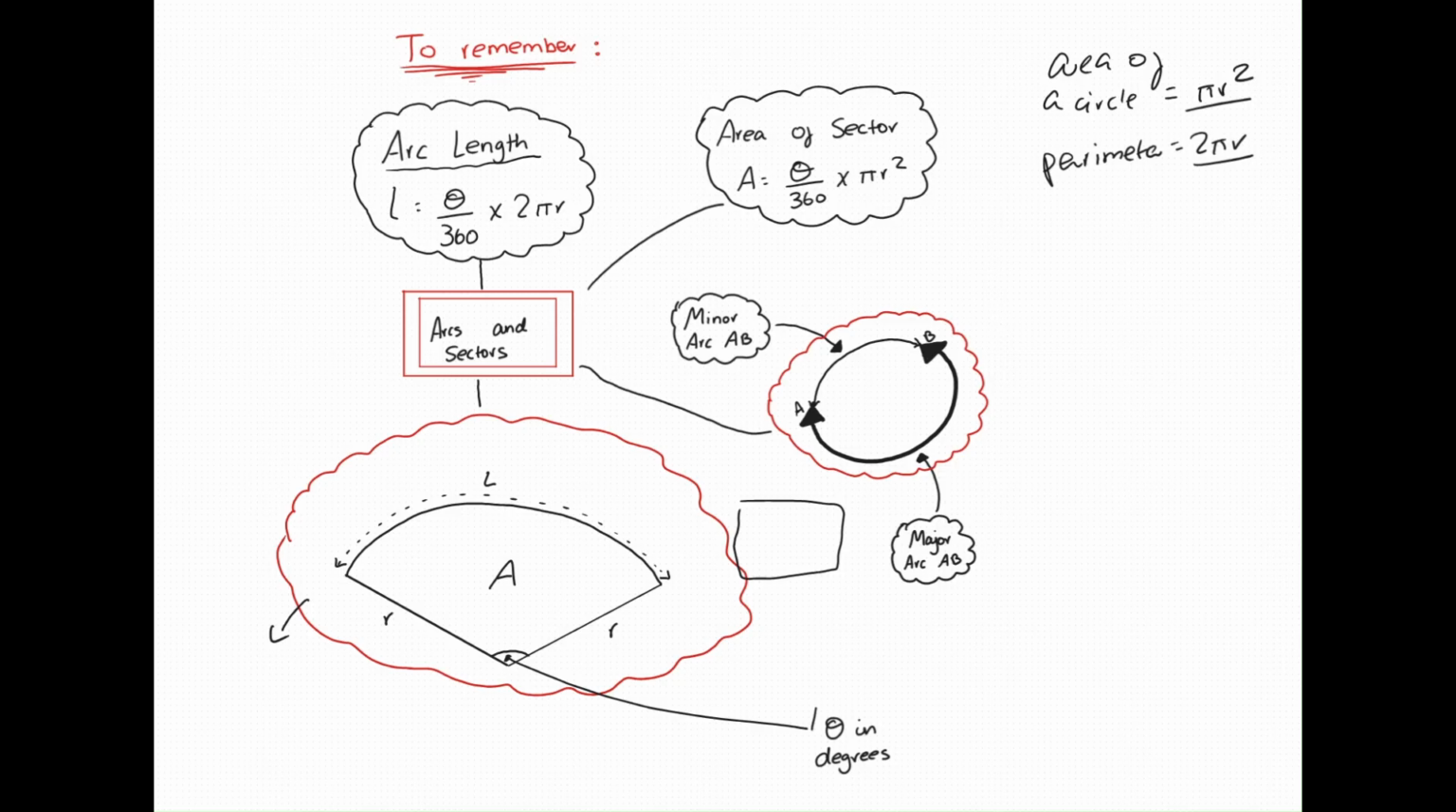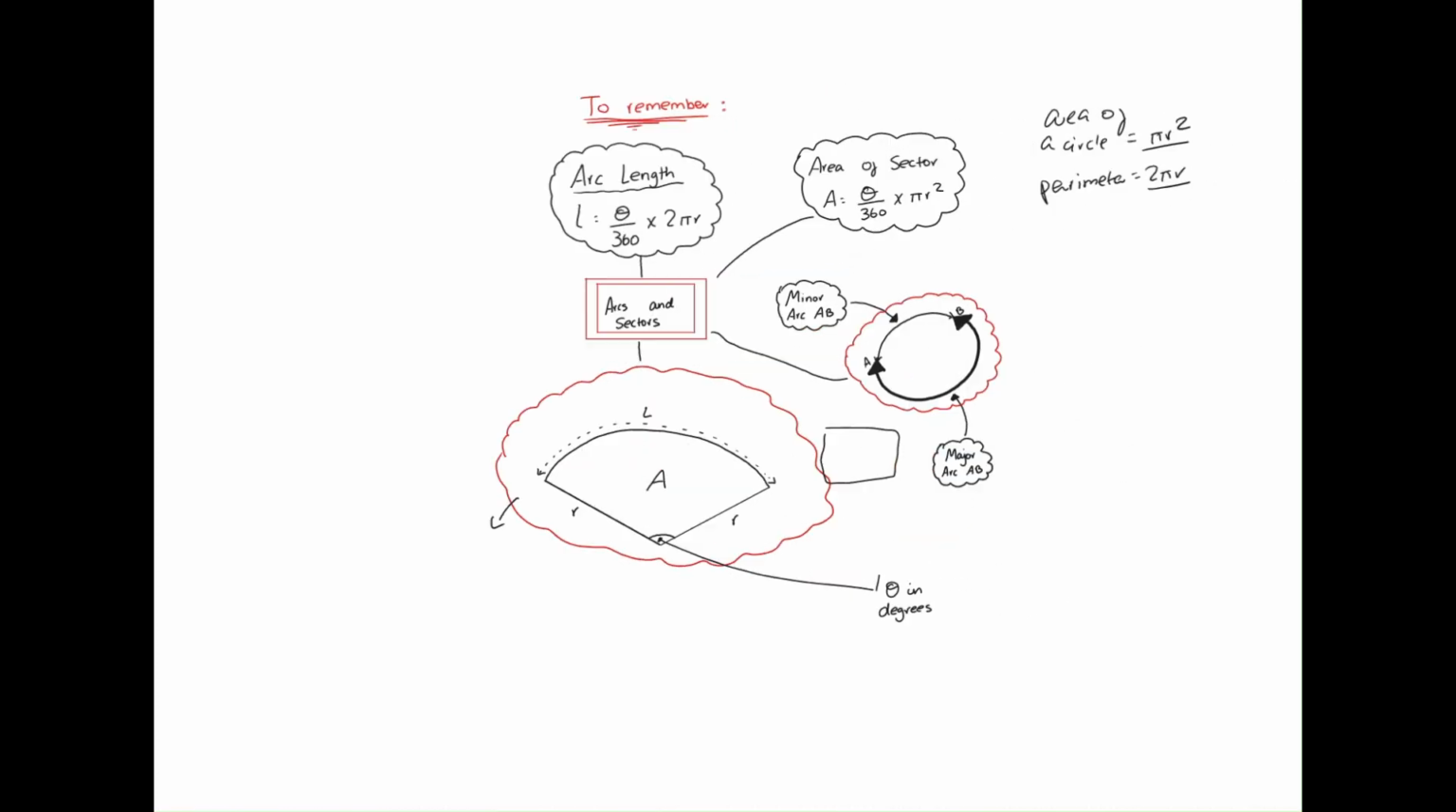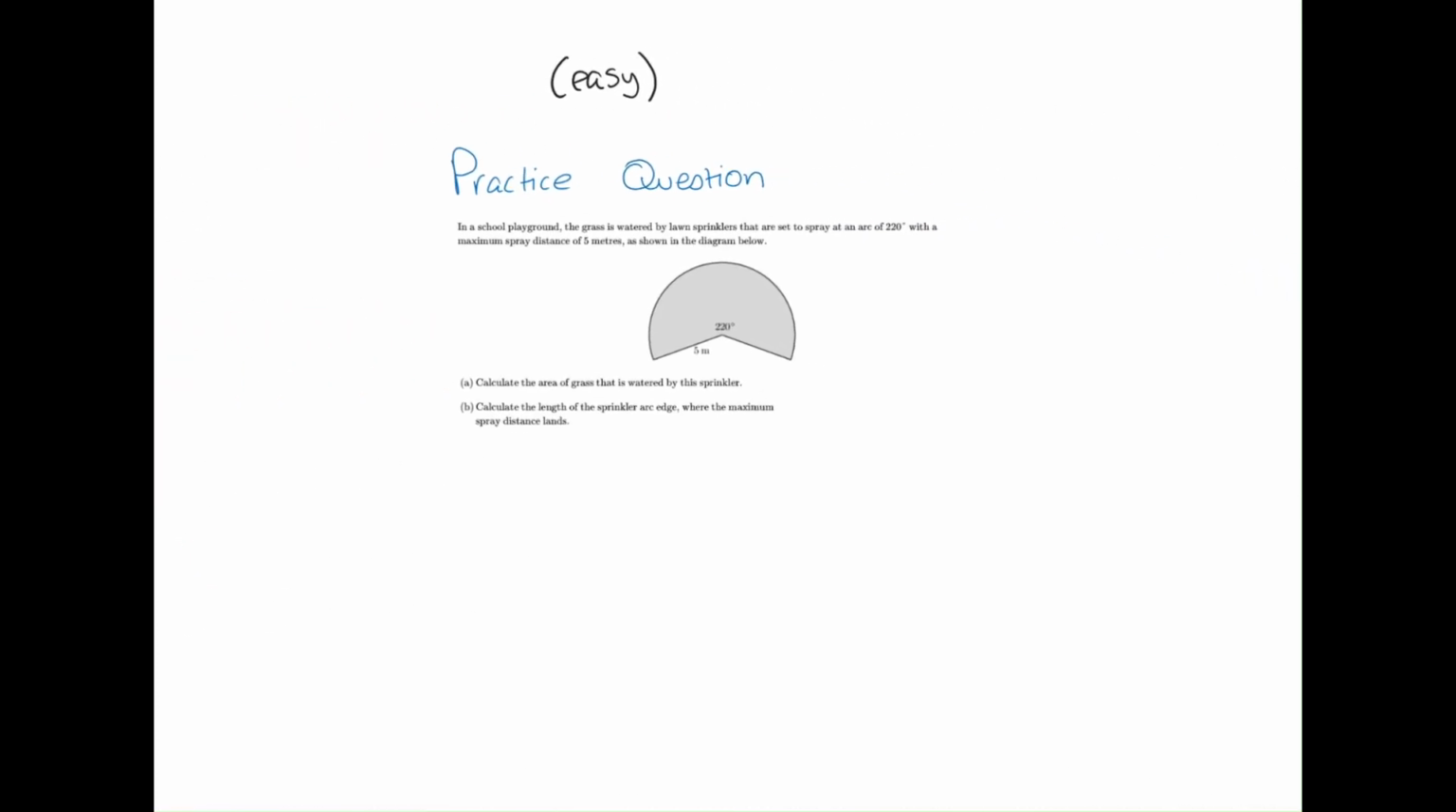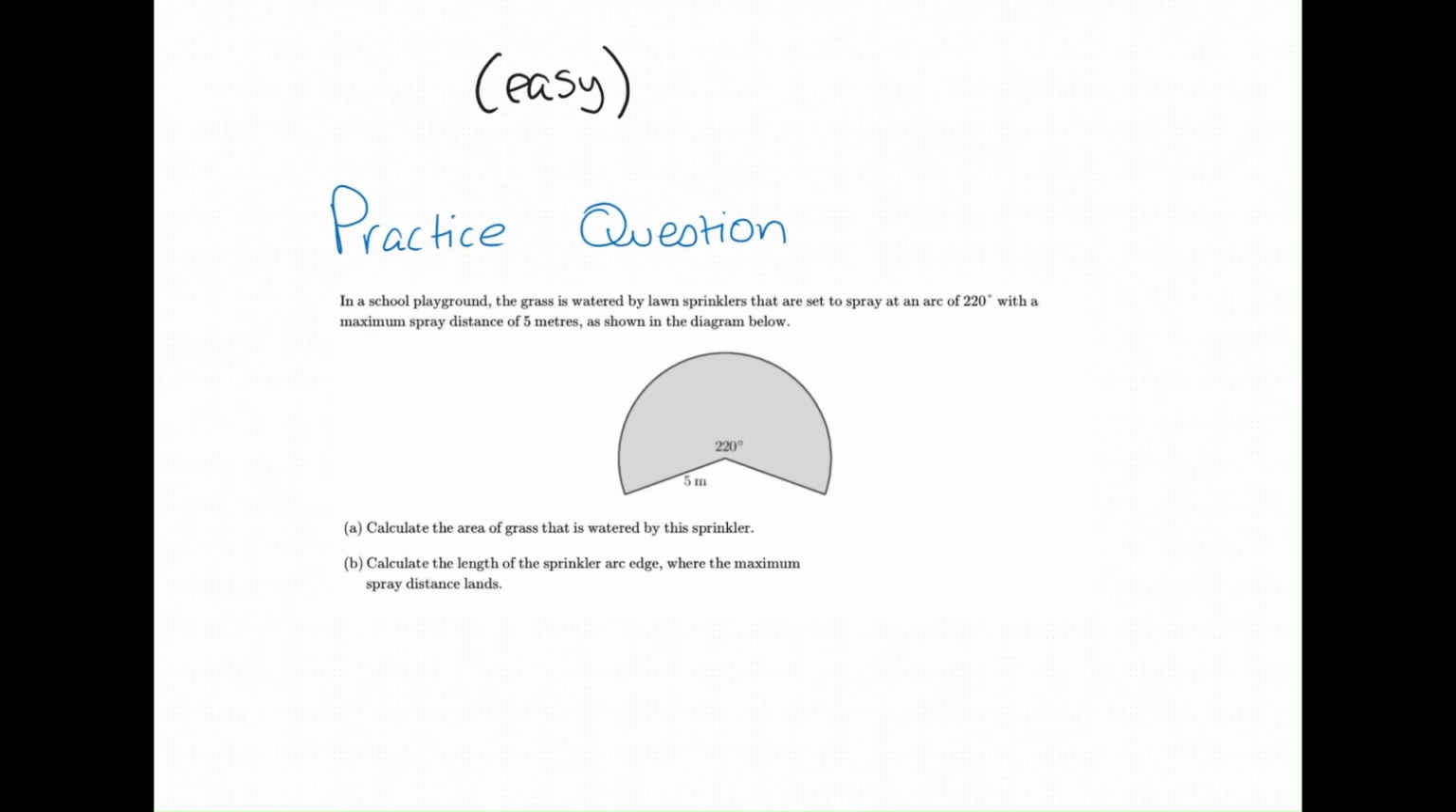Another topic you should be clear on is minor and major arcs. It's in the name of the words: minor would be the smaller arc of the circle, whilst major would be the larger arc. Here's one practice question. If you want to pause, you can attempt it now, and I'll work it out for you.